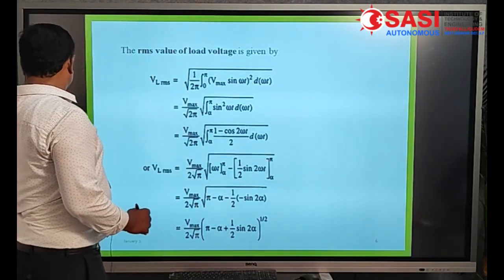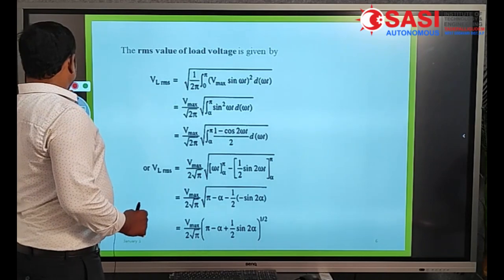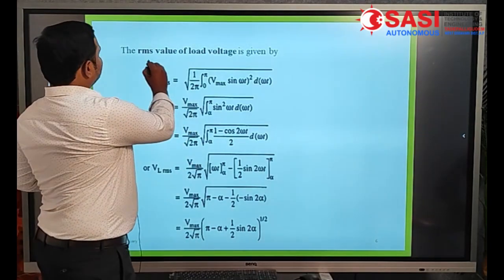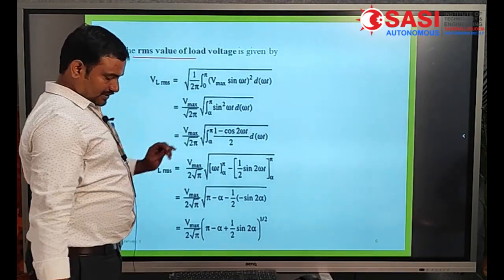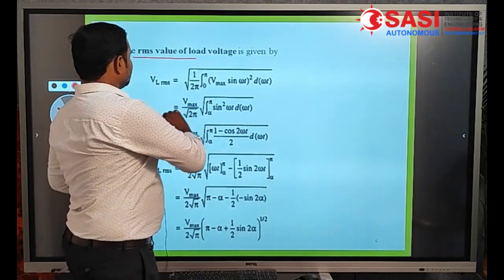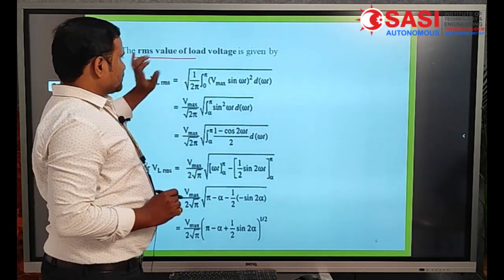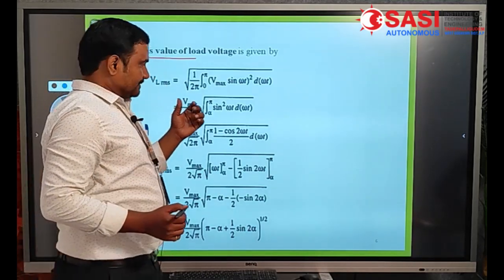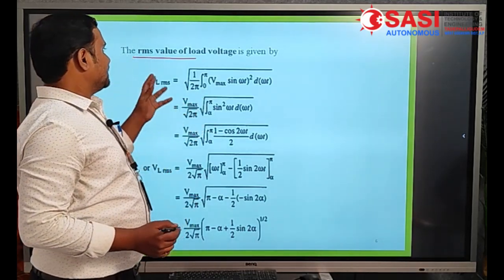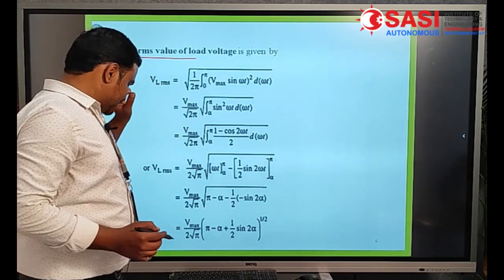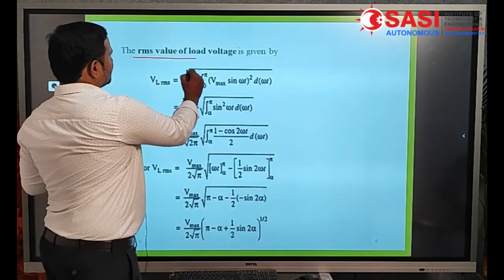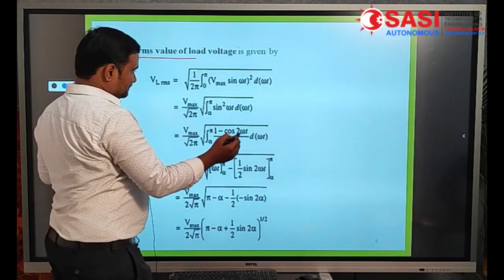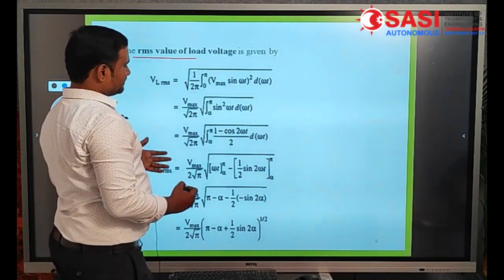Similarly, you can calculate the RMS value of the load voltage. So square root of all the sinusoidal signals. Whatever sinusoidal waveform equation we have taken from 0 to 2 pi, you can use the square root of this one, so you can get the RMS value of the circuit.